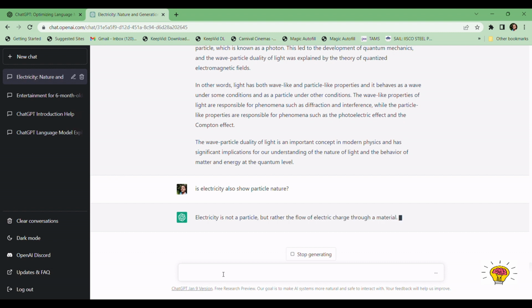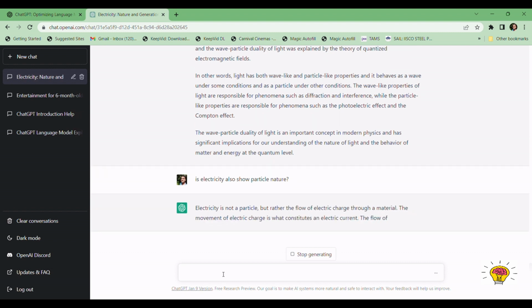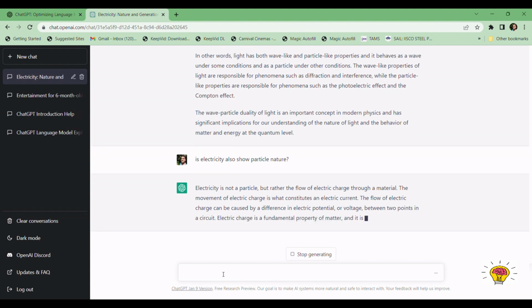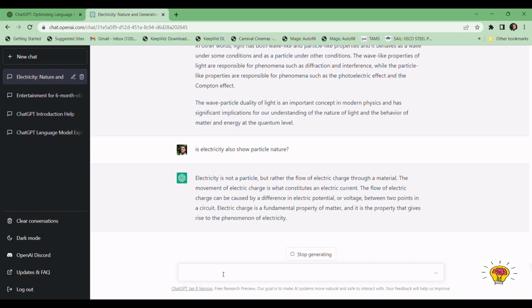Electricity is not a particle, but rather the flow of electric charge through a material. The movement of electric charge is what constitutes an electric current.